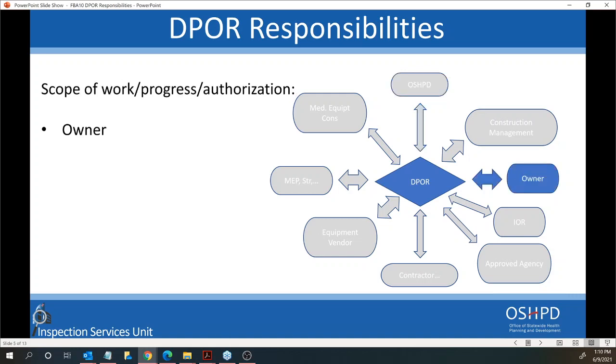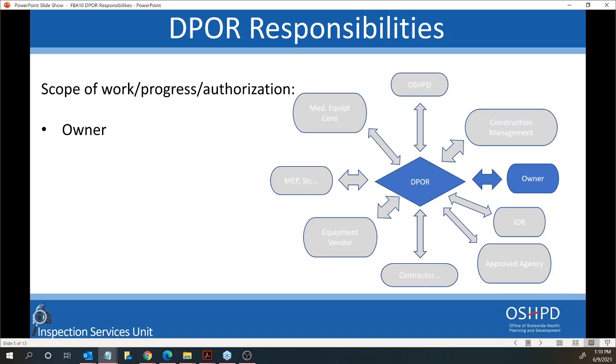So now what about the owner? The DPOR is going to provide the project. Why? Because the owner hired the DPOR, or the general contractor in case it's design build. But bottom line, the DPOR needs to be sure the project meets the owner's request, the owner's intent. If something in the project needs to change, it is the owner who authorizes it.